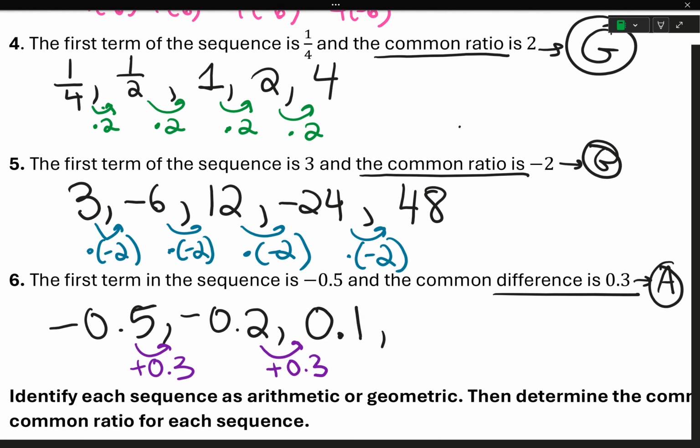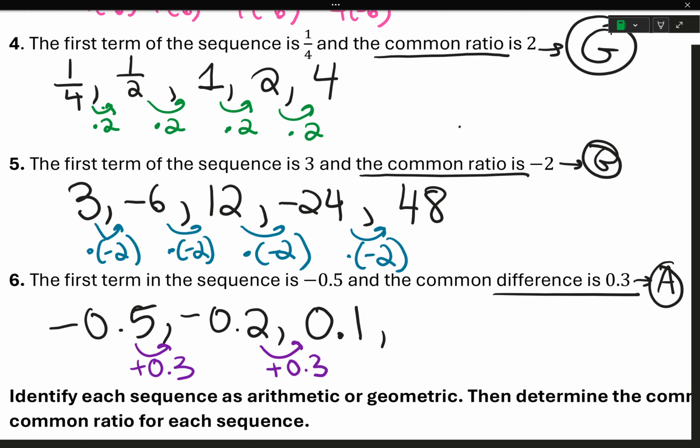And last one, 0.4 plus 0.3 is 0.7. Fantastic. Oh, I almost messed it up. You saw that? Okay, go on.